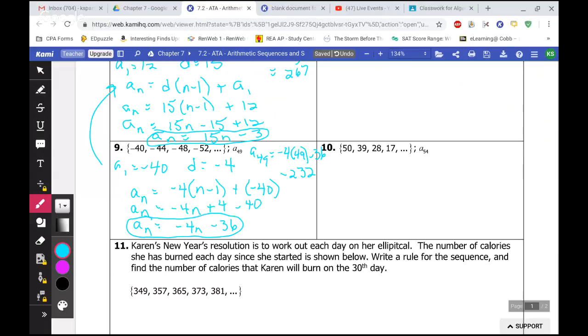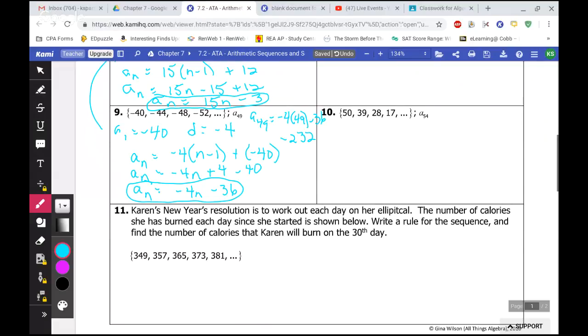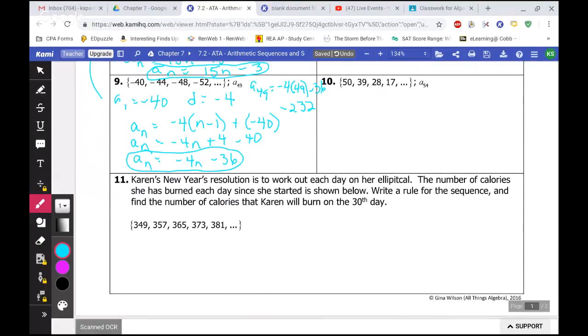Karen's New Year's resolution is to work out each day on her elliptical. The number of calories she has burned each day since she started is shown below. Write a rule for the sequence and find the number of calories that Karen will burn on the 30th day.